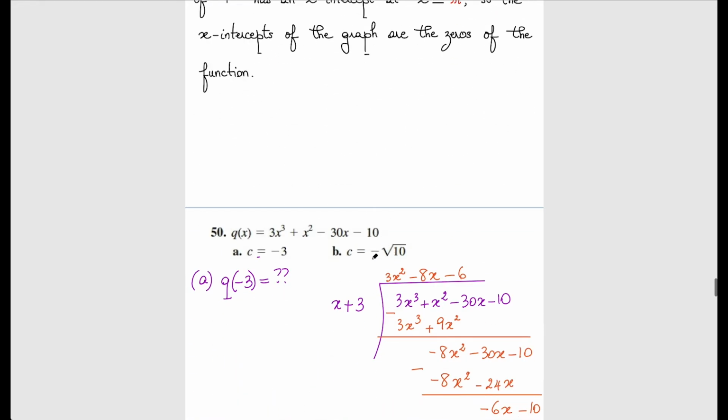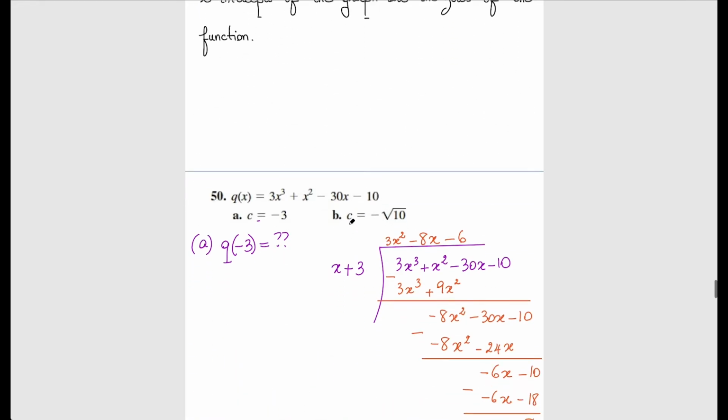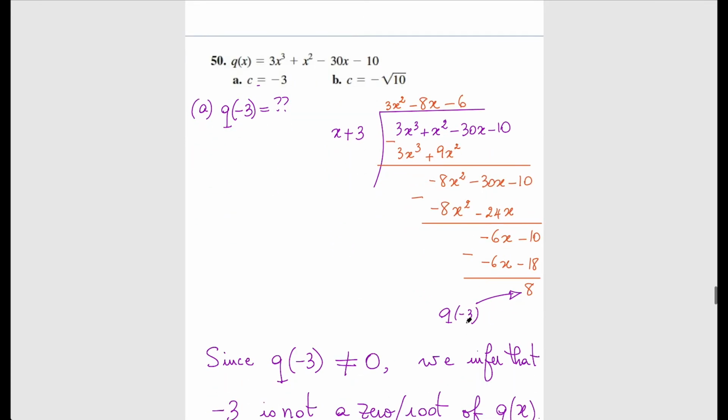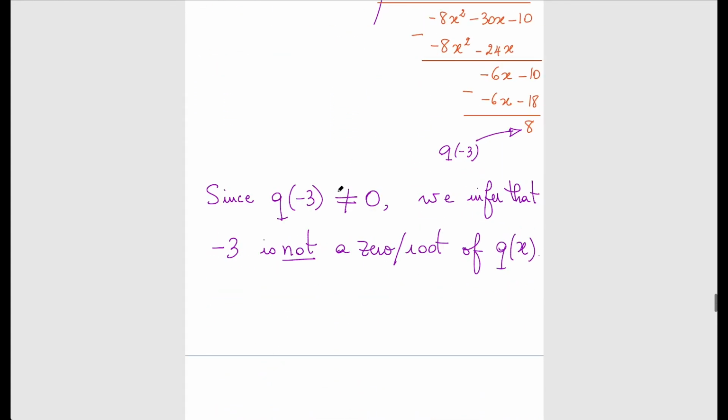Okay. For part B, now I have c to be negative square root of 10. So I'm going to divide now the polynomial q of x by x minus the c, which is negative square root of 10. So I'm going to divide by x minus the minus square root of 10, which means I'm going to divide by x plus square root of 10, right? And if I get the remainder to be 0, then negative square root of 10 is going to be a root or a 0 of q. Otherwise, it would not be a root, right?